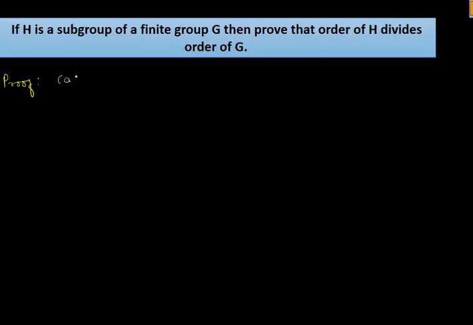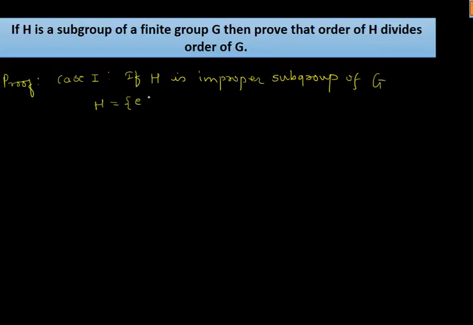So in case number one, suppose that H is an improper subgroup of G. That means H is either the singleton {e} or H is equal to G itself. Now G is finite, so let us consider the order of G is n.